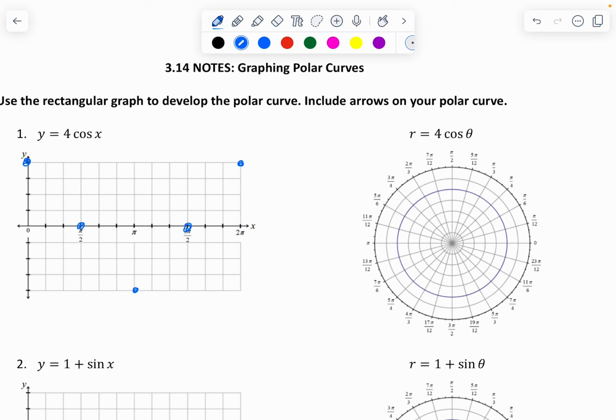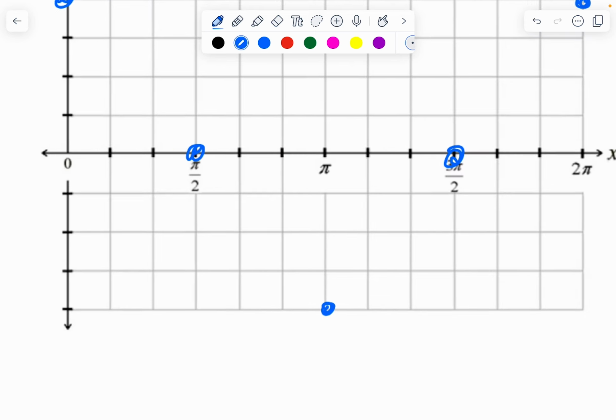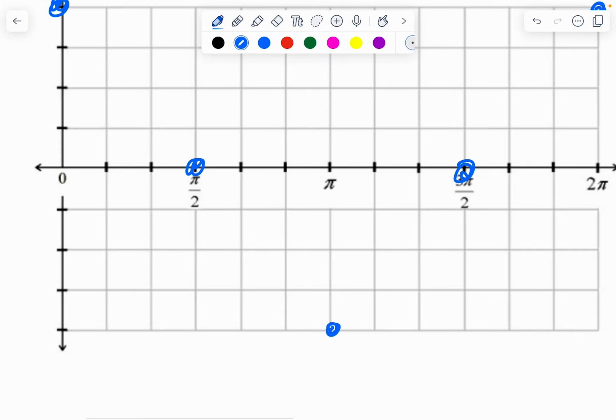I'm going to need a few more coordinates, so I want to know when cosine x equals 1/2, which happens at pi over 3. You may notice that I have 1, 2, 3, 4, 5, and then the sixth one gets me to pi. Each of these is pi over 6 apart. So this would be pi over 6, this would be 2 pi over 6, which is pi over 3, 3 pi over 6 is pi over 2, 4 pi over 6 is 2 pi over 3, and here comes 5 pi over 6, etc.